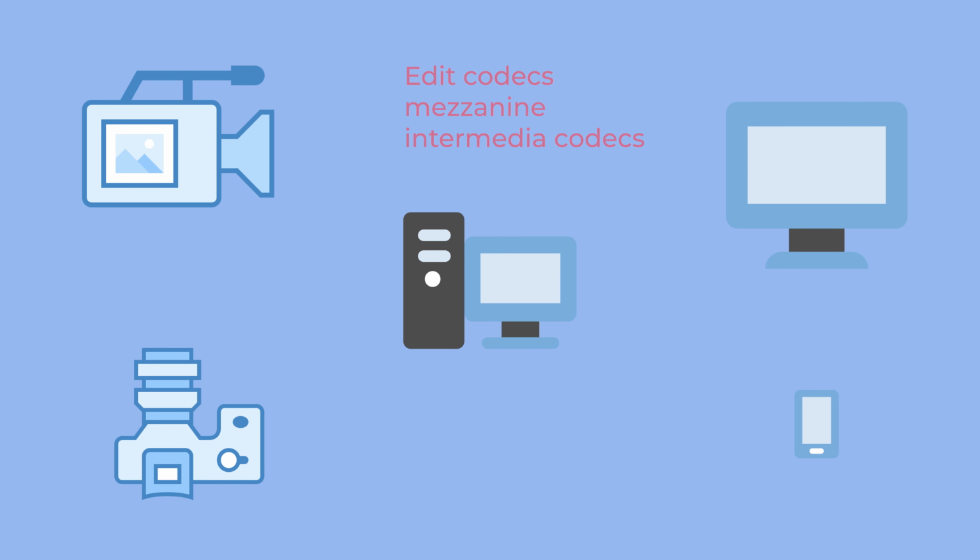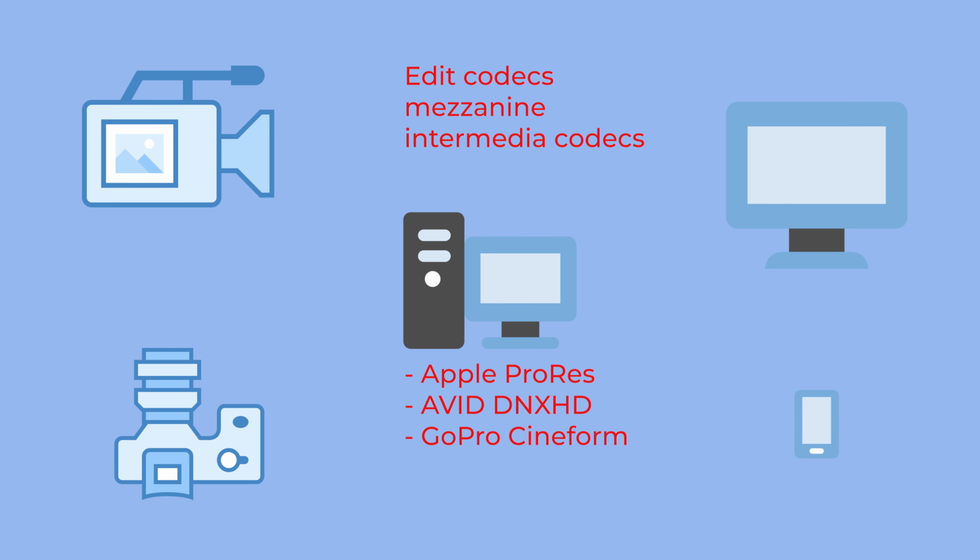In the middle is where we sit. We deal with edit codecs. They are also called mezzanine or intermediate codecs. These codecs are less compressed and therefore take up more space on your hard drive. Their purpose is to need less processing while they play back and run smoother. Common codecs are Apple ProRes, Avid DNxHD, or GoPro CineForm.